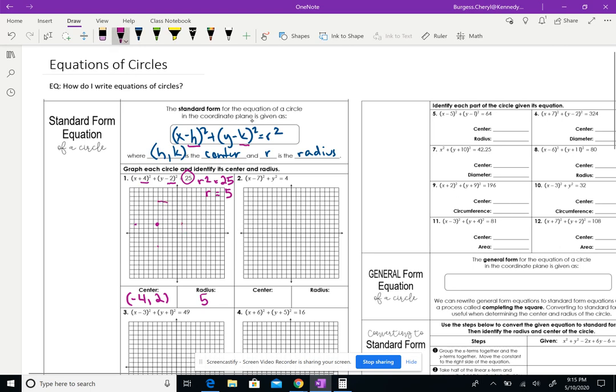Okay, so let's go ahead and draw this circle. Okay, there's my circle, if you can call it that. Let's go ahead and do number 2.